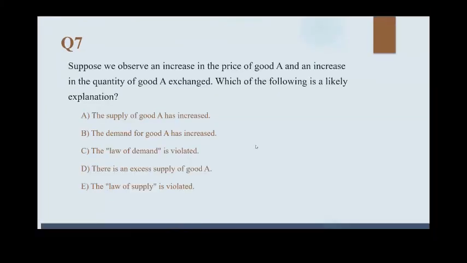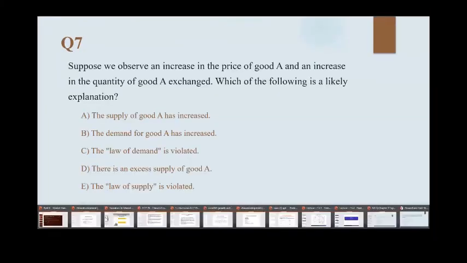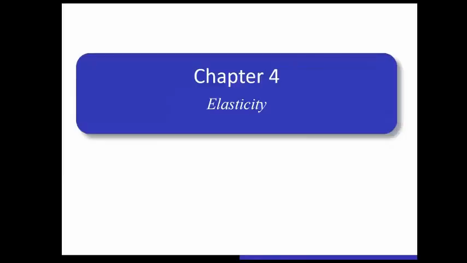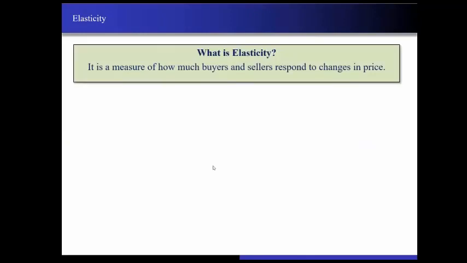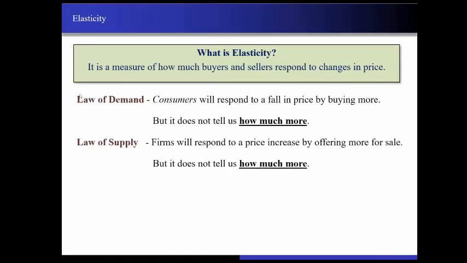So, okay, let's switch over now to elasticity. We'll just cover a little bit of it. Up till now, we didn't say anything about the slopes of these demand or supply curves. So elasticity is a measure of how much buyers and sellers respond to changes in price. We know the law of demand states that it's an inverse relationship. So if the price were to fall, we would buy more. But we didn't say anything about how much more. If the price changes, how much more would you buy?